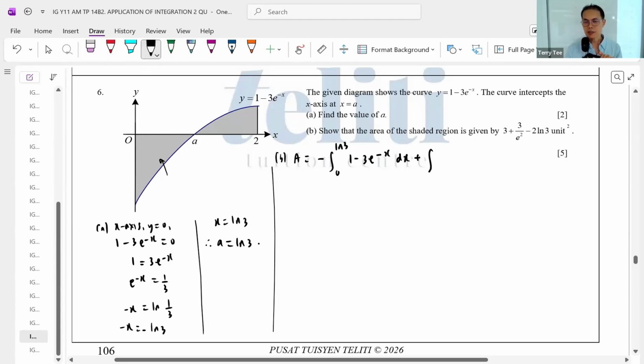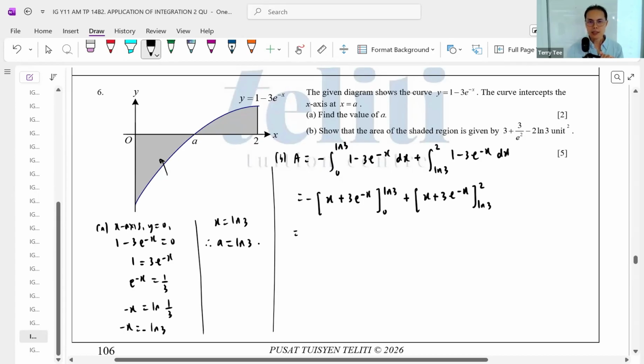The second part is positive because it's above the x-axis. You start from ln 3, you move on to 2, 1 minus 3e negative x dx. Okay, as I integrate 1, I get x. Integrate this, negative 3 divided by negative 1 is positive 3e negative x. Lower limit 0, upper limit ln 3. This is the same, x plus 3e negative x, lower limit ln 3, upper limit 2.